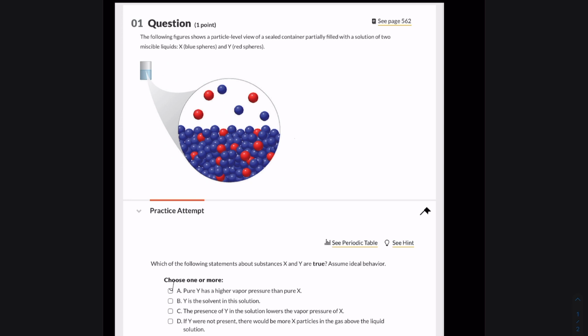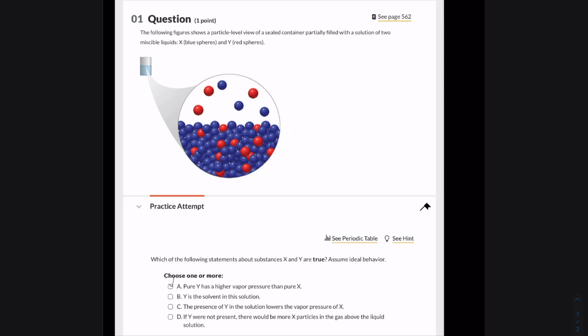Option B, Y is the solvent in this solution. So typically a solute is what you add to a solvent. A solute is going to be what is in a solution in smaller quantity than the solvent most of the time. So in this case, that is the red. So red is going to be the solute, meaning option B is not correct.